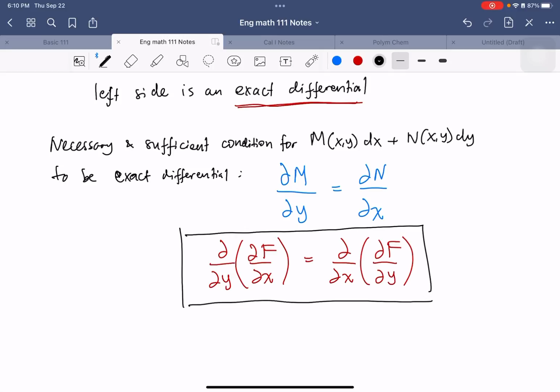So before you deal with solving the equation, and you thought that it's an exact equation, check this first, okay? We need to make sure that they both are the same. If they have the same result for this differential, then you can proceed with the next steps, okay?